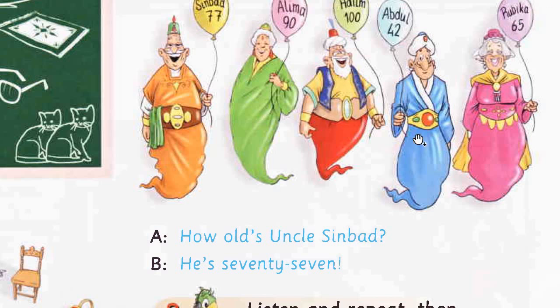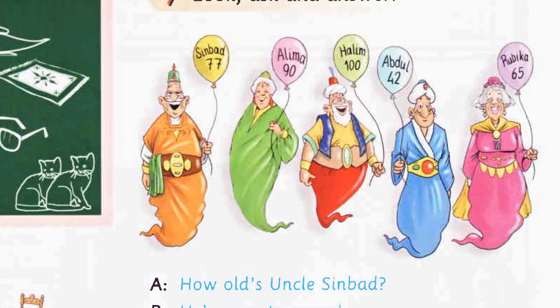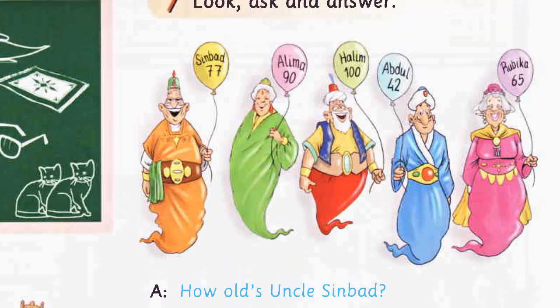And at the end, all of the answers are supposed to have an exclamation mark. This sign is called an exclamation in writing. Now the last one. Okay, look at the last one. Last one is Rubika. Okay, now the question. How old's Aunt Rubika? She's, look at the age. What's that number? 65. Well done.